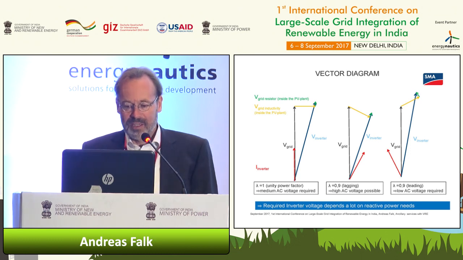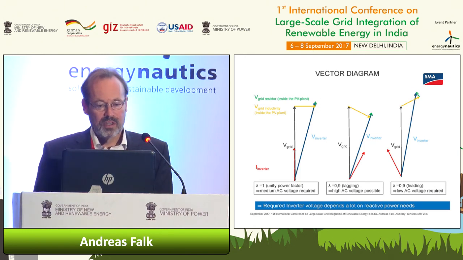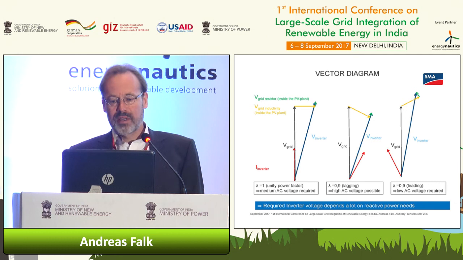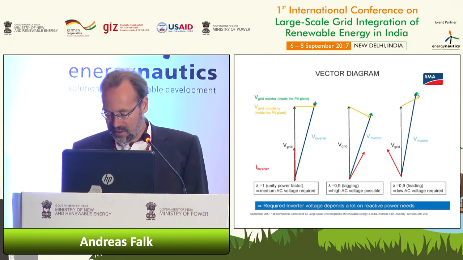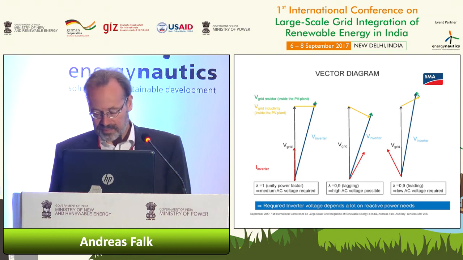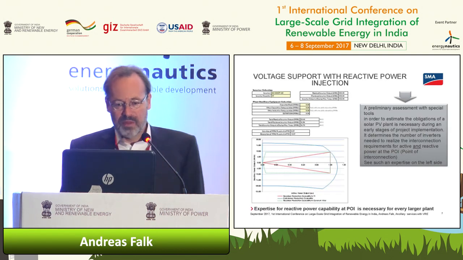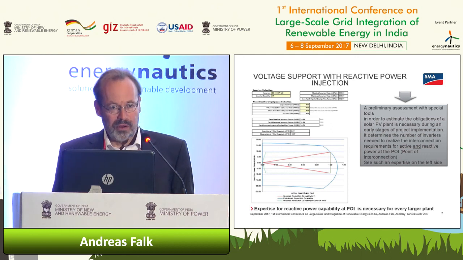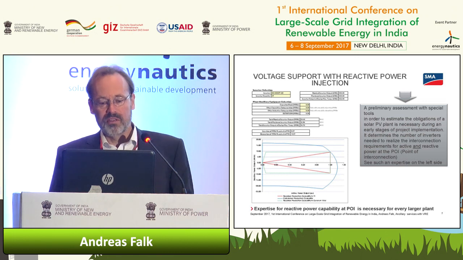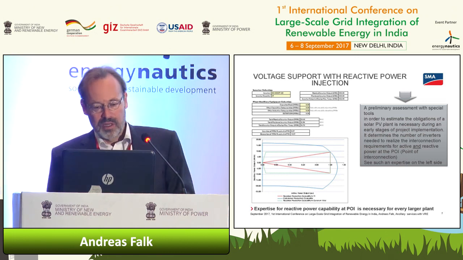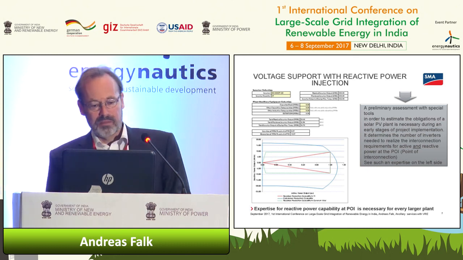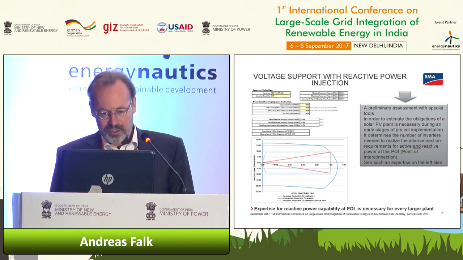In case we have lagging current at the point of interconnect, the inverter voltage is smaller than the grid voltage. And at last, in case we have leading current at the point of interconnect, then the inverter voltage has to be higher. And for all this, because the utility normally requires a specific amount of reactive power, all these operation points have to be considered, and expertise is necessary to calculate the feasibility of all operation points.